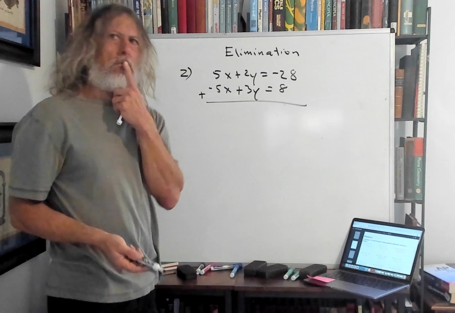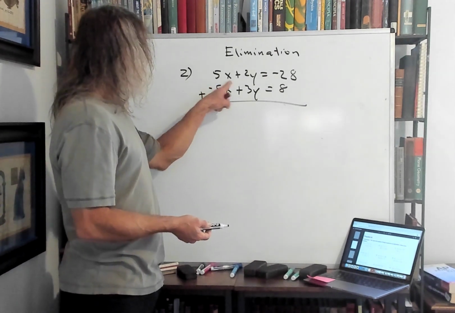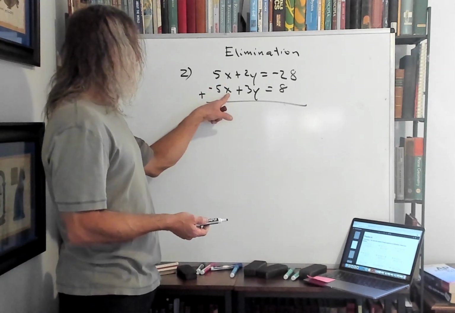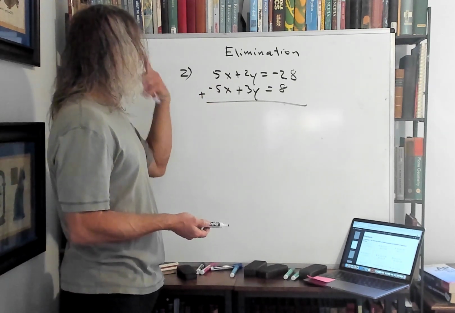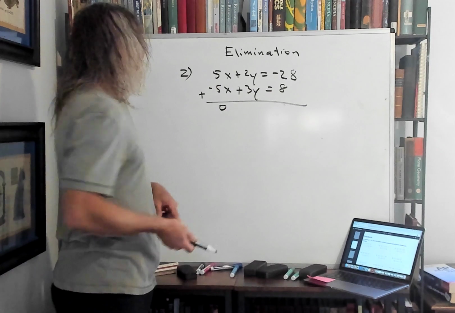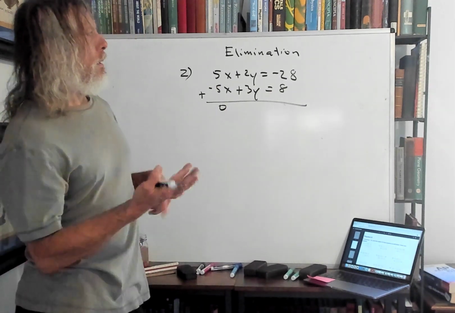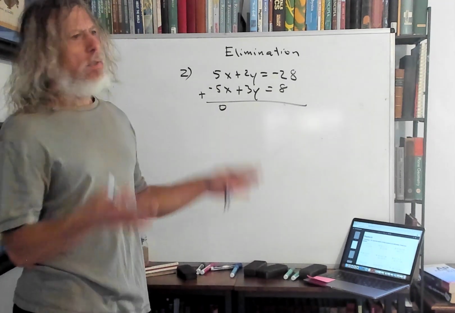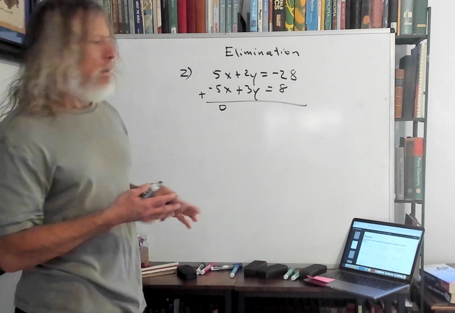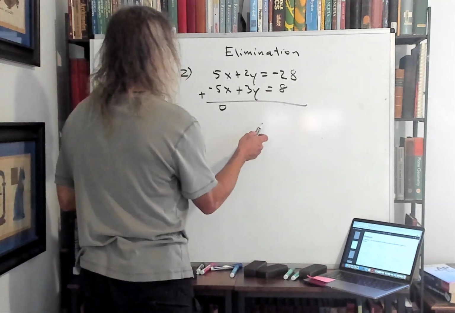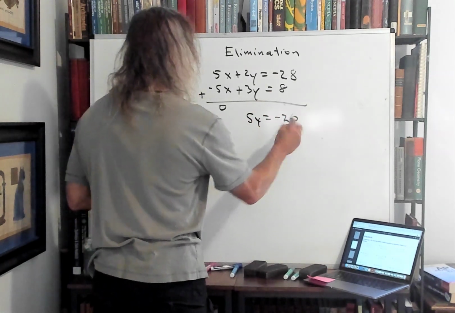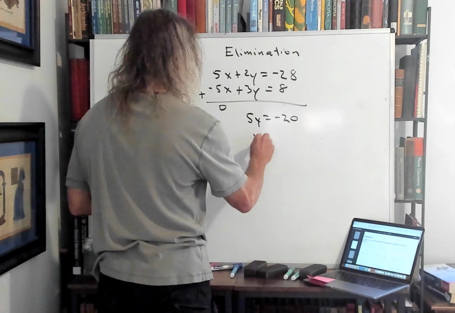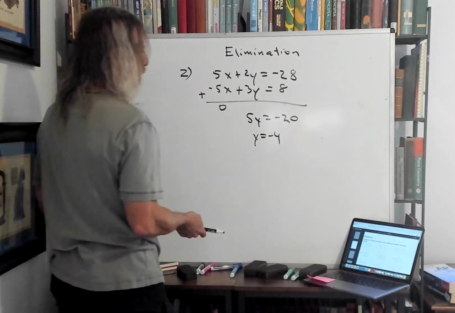And so we notice this and this are equal but opposite. 5x, negative 5x. So if we add them, they zero out. So this time we get rid of the x's first. It doesn't matter which we get rid of, just get rid of one of the letters. Get rid of one, then it's going to be easier. So then we got 5y is negative 20, divided by 5. We get y is negative 4.